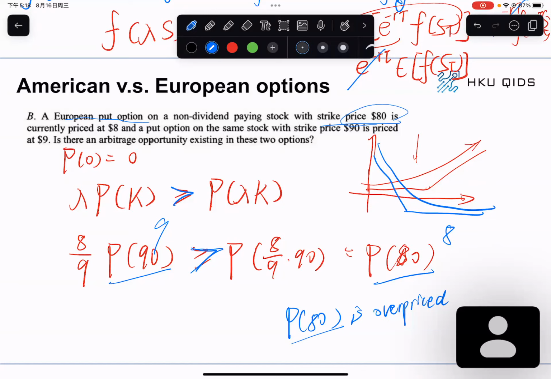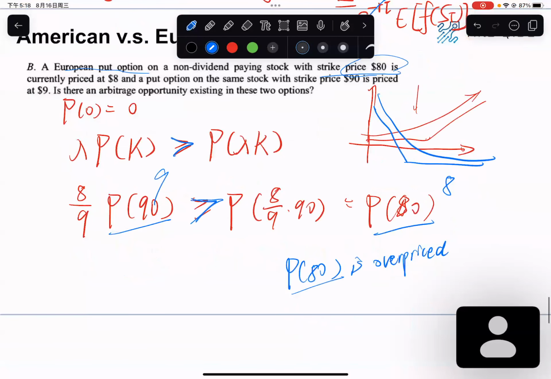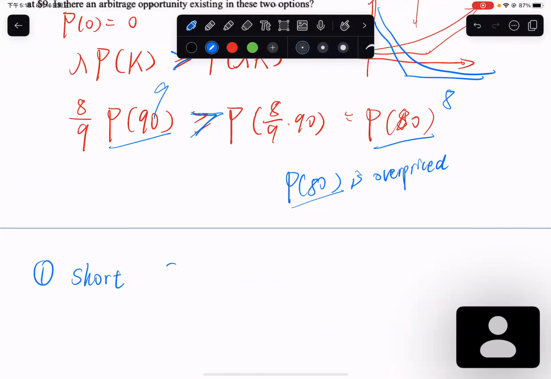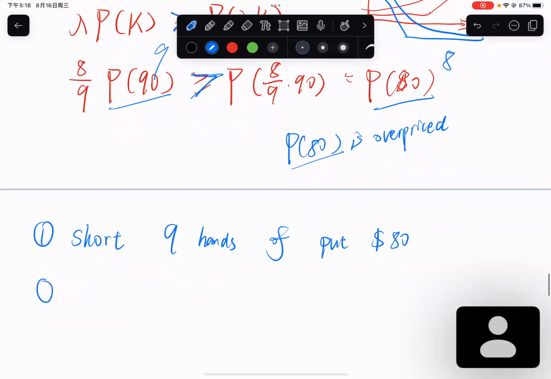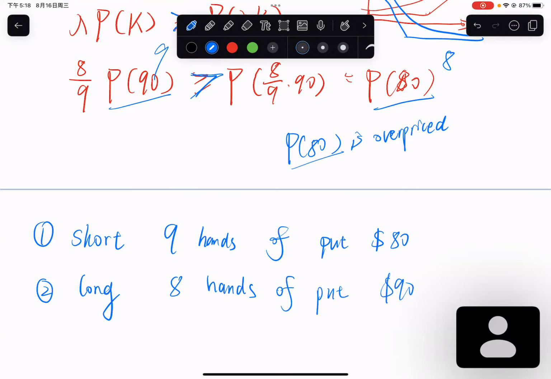And if something is overpriced, how can we exploit that? Basically, we can short that, right? And how can we short that? We can construct an arbitrage portfolio to short 9 hands of put 80, okay? And then long 8 hands of put 90.